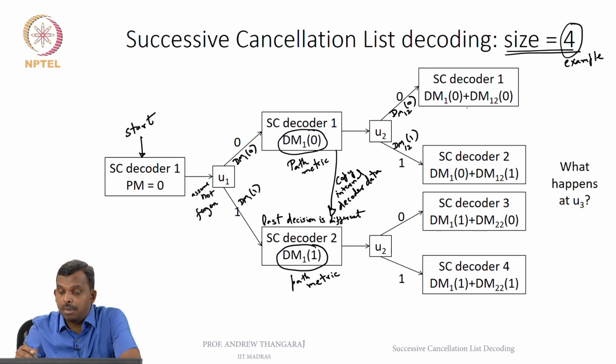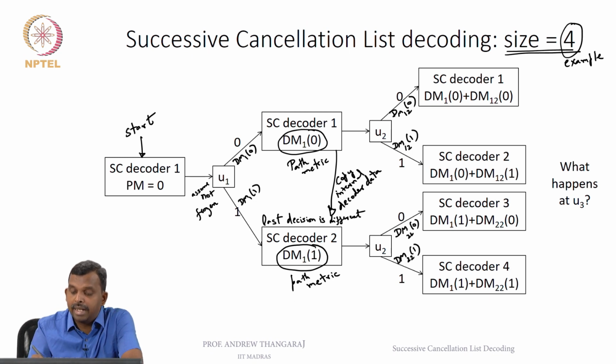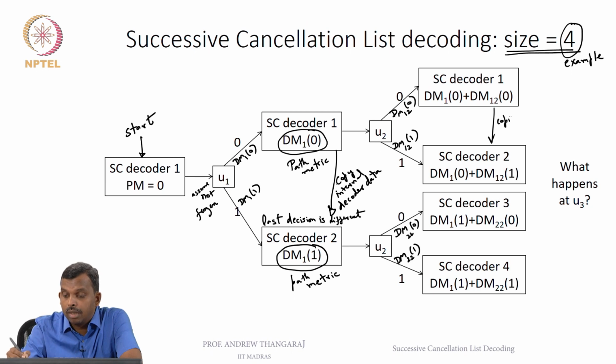So, this decision metric gets added to this, this decision metric gets added to this. Again, one of these will be 0, the other will be the absolute value of the belief that came in. So, you get added here. Later on when we see an example, we will sketch this explicitly. Likewise here this is dm22 of 0, dm22 of 1. So, these are again decision metrics that get added to the earlier path metric to get the overall path metric. Remember, again this was copied up to the u1 point, and likewise this was also copied.